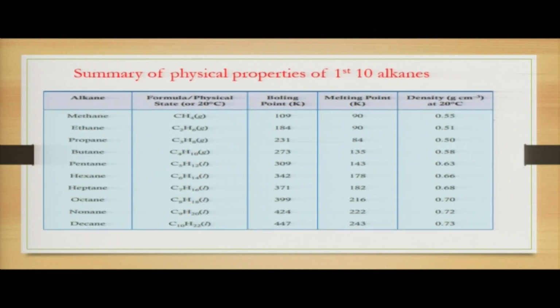Looking at the table on the screen, in the first column we have the examples of these alkanes. Then we have the formula, the state at room temperature, and the boiling point, the melting point, and the density. So when you look at these compounds, the boiling points, you see there is a gradual increase.